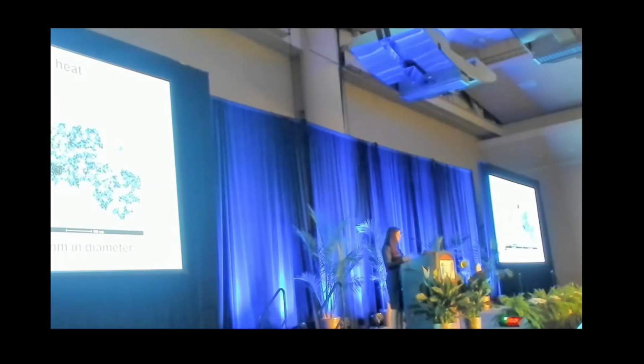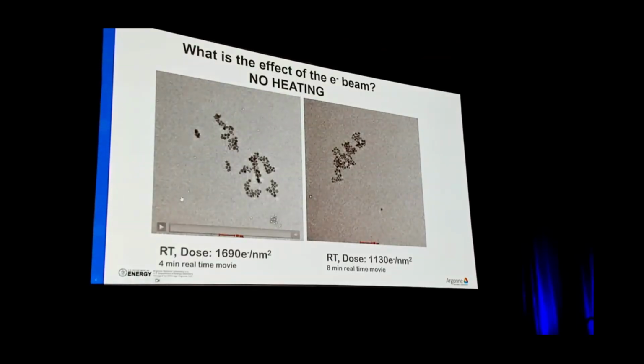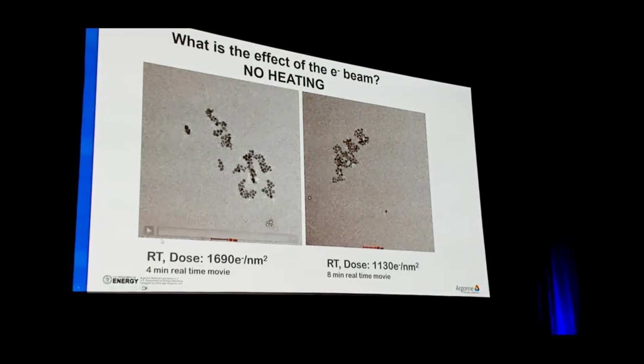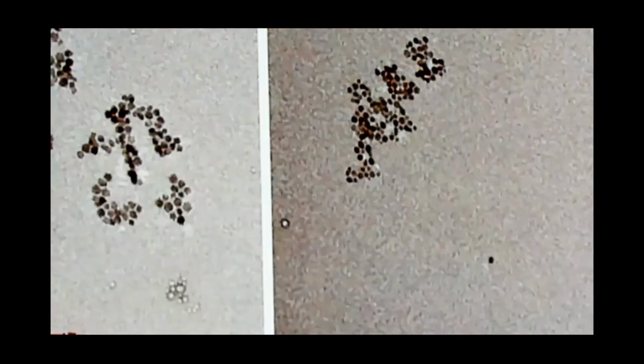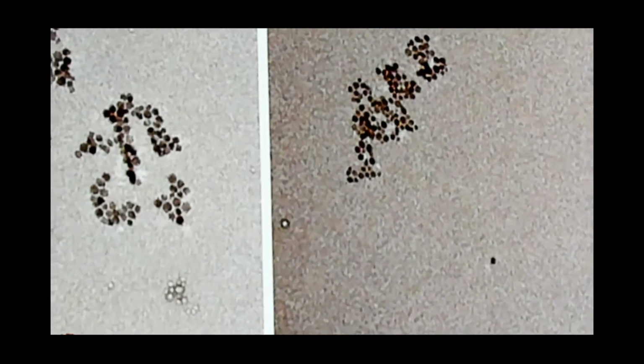So these are just some more details of the gel composition if you're interested. When we first put this into the microscope in the liquid stage, what we see are all of these uniform gel particles. These are silica particles, 8 to 10 nanometers in diameter. And we've been talking about the effects of the electron beam. Here you can see that at a dose of 1690 electrons per nanometer squared versus 1130 electrons per nanometer squared, it's not a huge difference, but there is a critical point at which the electrons play a role.